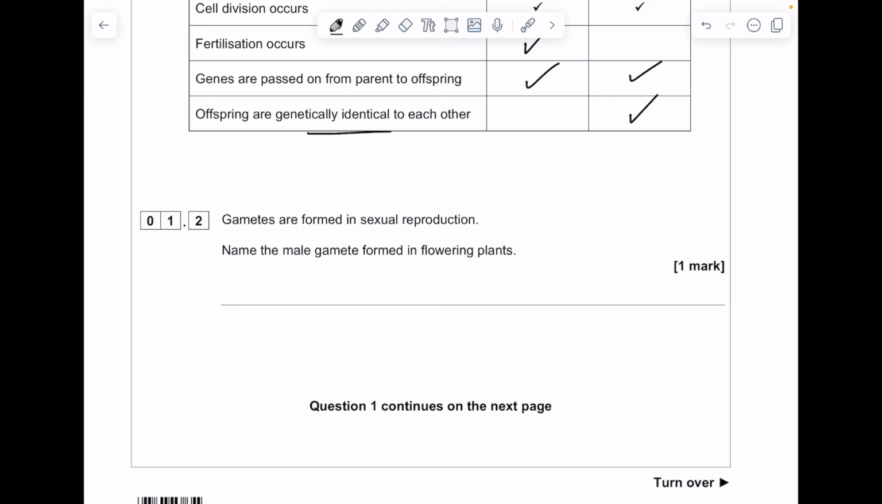Name the male gamete formed in flowering plants. So here's your flower. And remember, you've got these anther and filaments, and the anther are loaded with pollen, which is the male gamete.